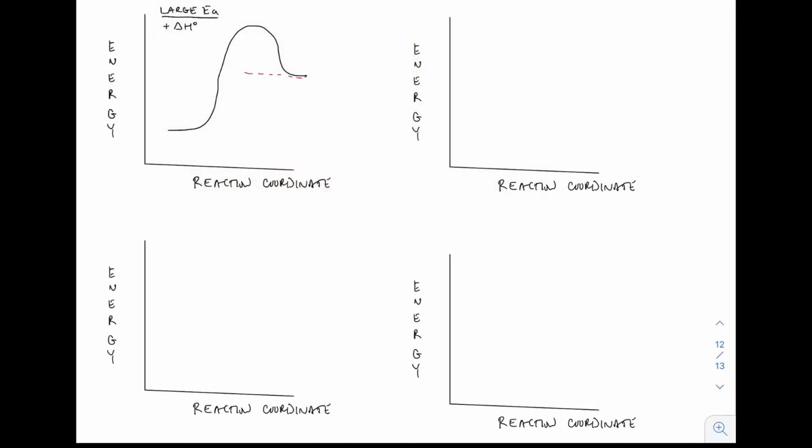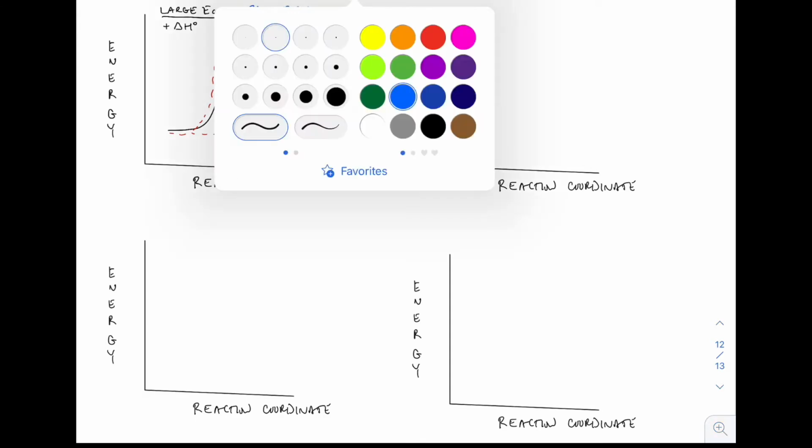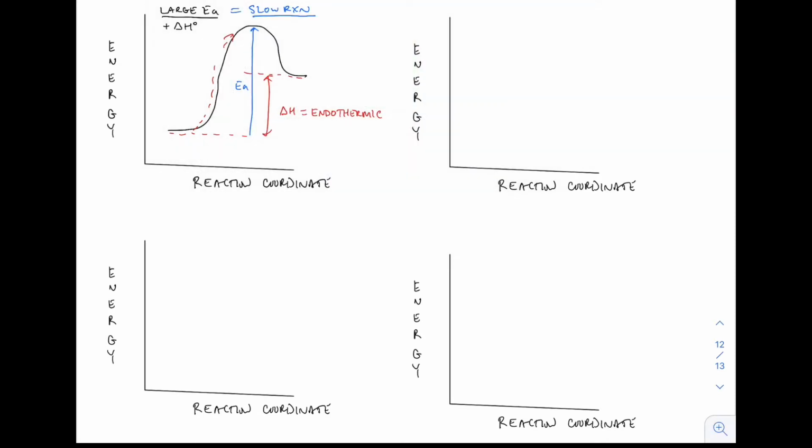If delta H is positive, that means we have an increase in energy, and that means it's an endothermic reaction. That's because we had to put energy into the system in order to climb that hill, and that hill is the activation energy. If it's really big, that means it's going to be a slow reaction. Very key points here.